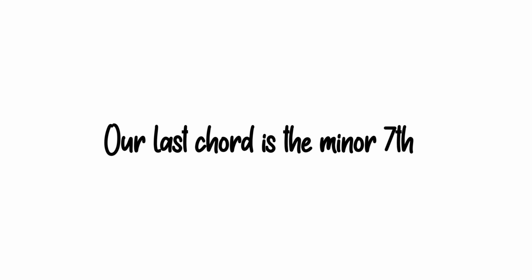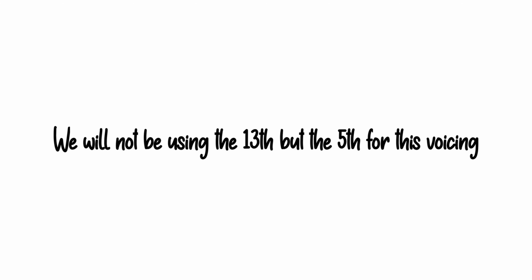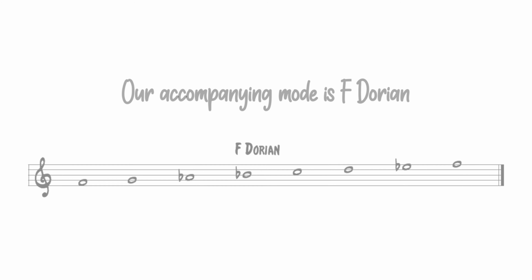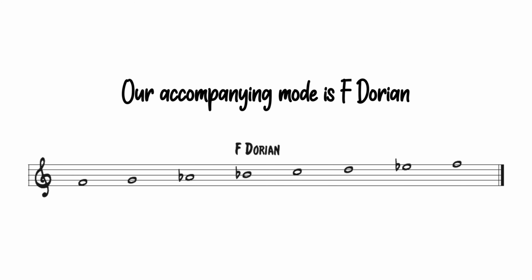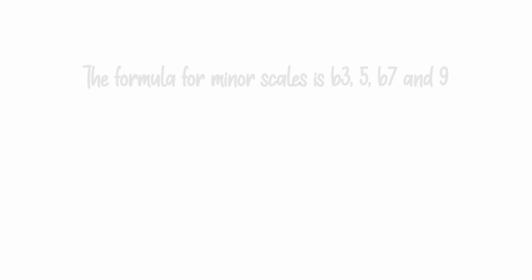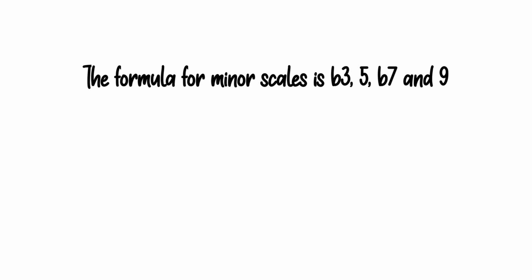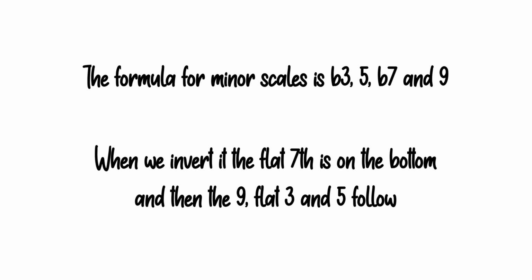Our last chord is the minor 7th. We will not be using the 13th, but the 5th for this voicing. Let's use F minor 7th as our example. Our accompanying mode is F Dorian. The formula for minor scales is flat 3, 5, flat 7, and 9. When we invert it, the flat 7th is on the bottom, and then the 9th, flat 3, and 5 follow.